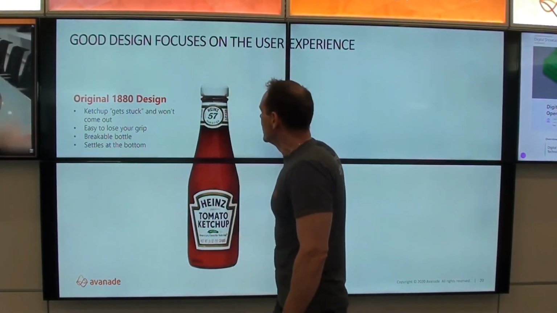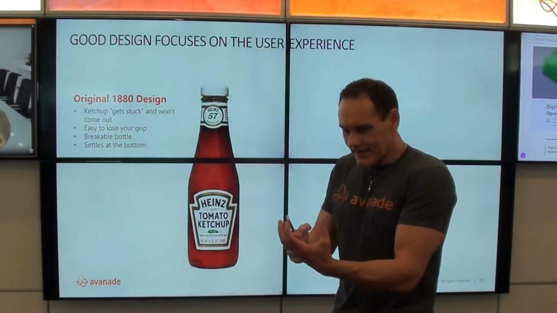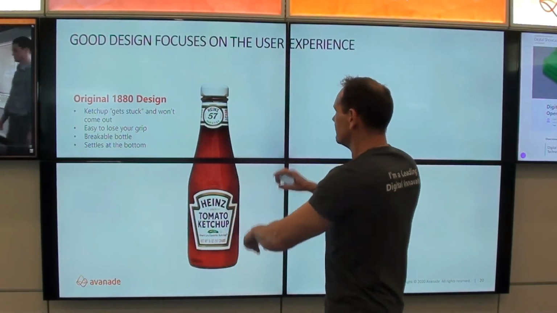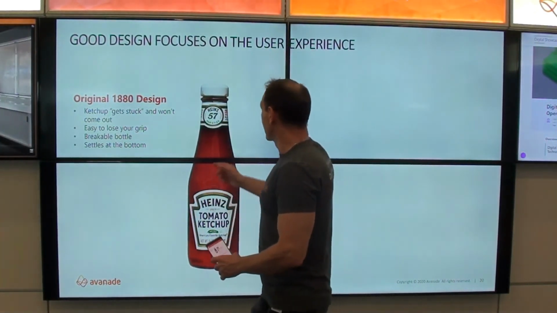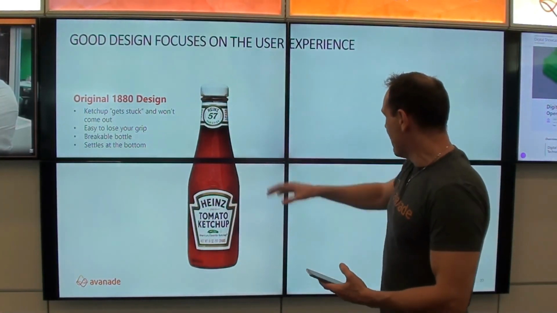Another complaint was that it's easy to lose your grip, because the bottle is not very form-fitting in your hand. So when you have it in your hand and you slam it, sometimes the bottle goes flying. I've seen that. When it goes flying, it'll break. That obviously is a safety problem. So these are some of the main things.